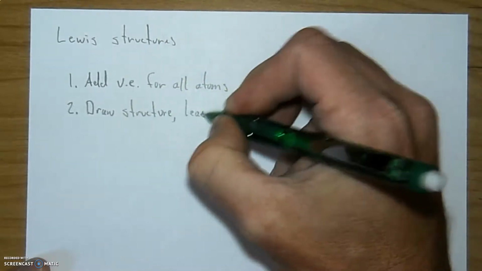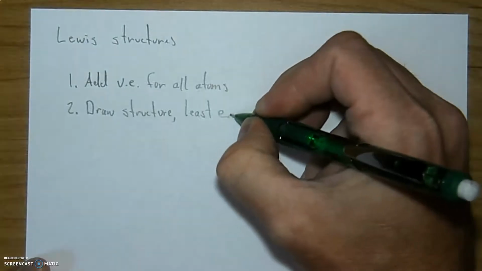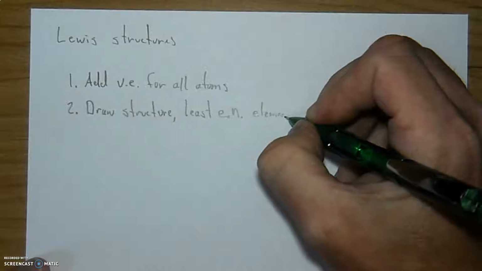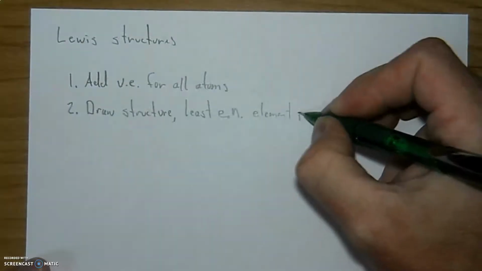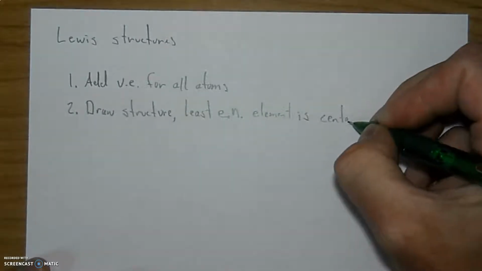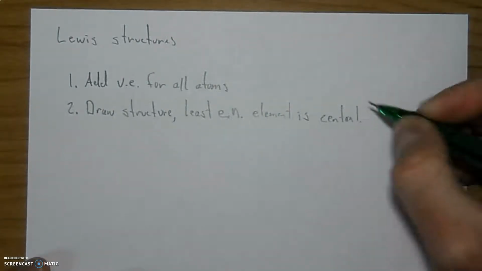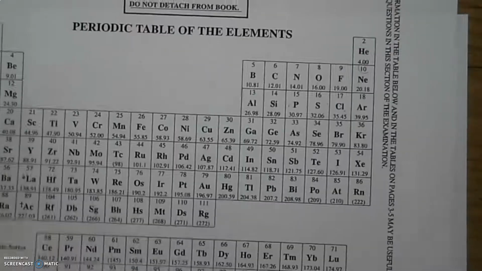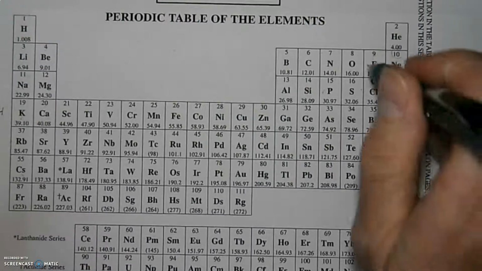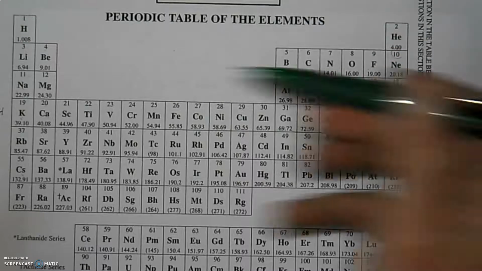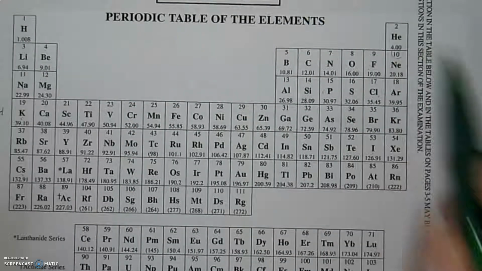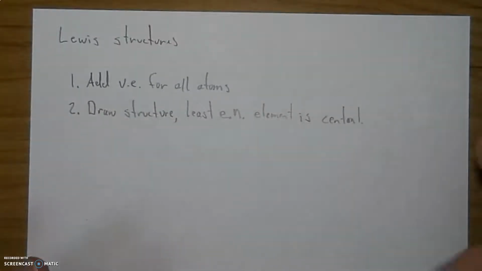As a rule, the least electronegative element is in the center. That is the central atom. So again, just to remember, use the least electronegative atom. So again, if this is the most electronegative, somewhere in this direction, somewhere down, so away from fluorine. Fluorine will never be the central atom.